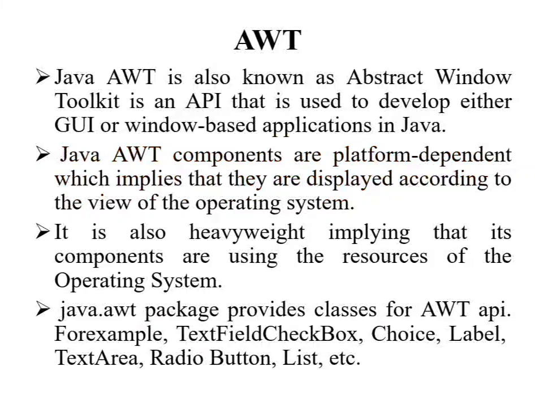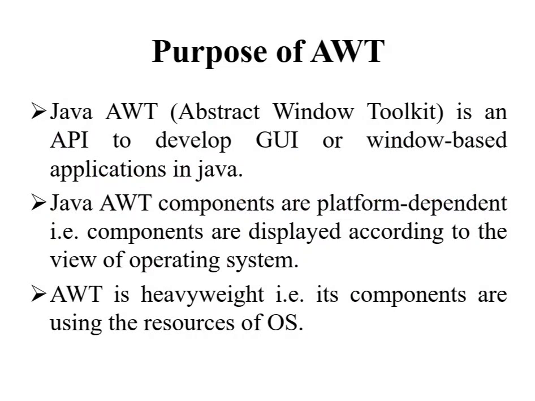The java.awt package provides the classes for the AWT API. For example, text field, checkbox, choice, label, text area, radio button, list, etc. The next one is, what is the purpose of AWT?